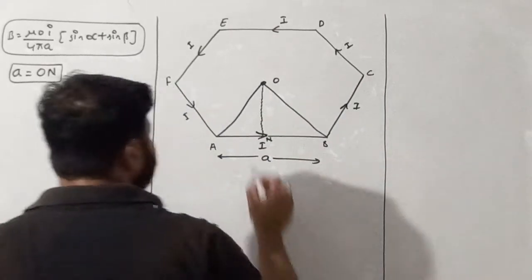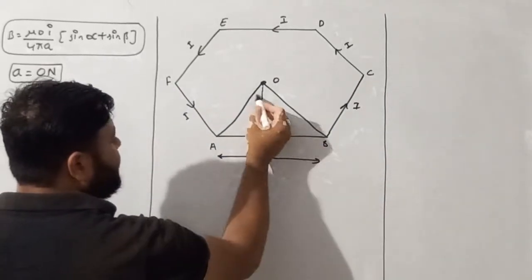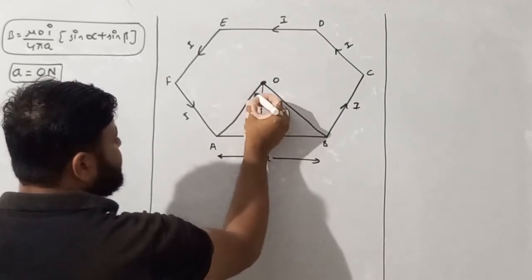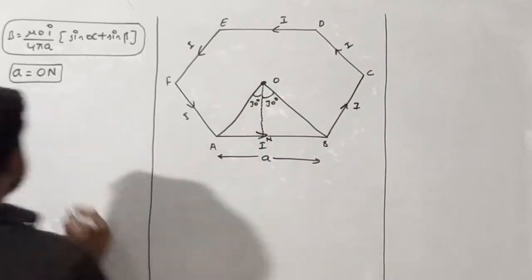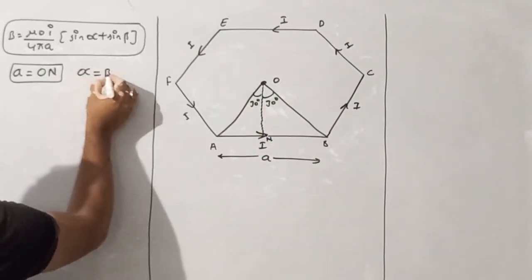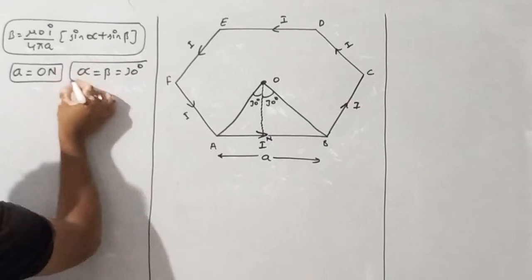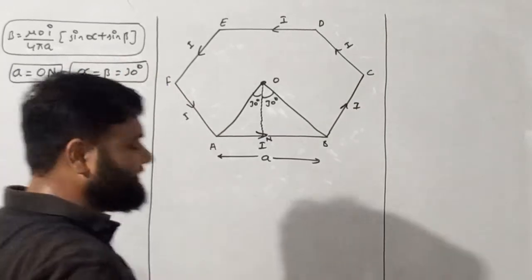Now see, if you look at beta, this is an equilateral triangle. This angle must be 60, so this angle is 30 and this angle is also 30. So alpha and beta are both 30 degrees. So two things now we'll discuss.